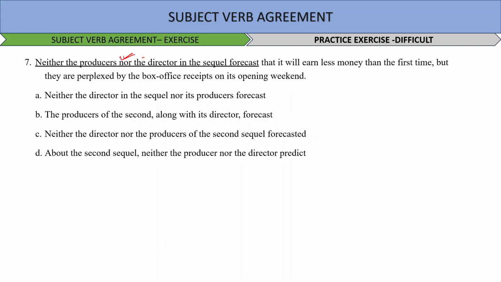So the correct answer, I think, producers, incorrect. Not the producers of the second say forecasted, no, incorrect. Again, this is incorrect. So the only option we are left with is option number A. Next question.